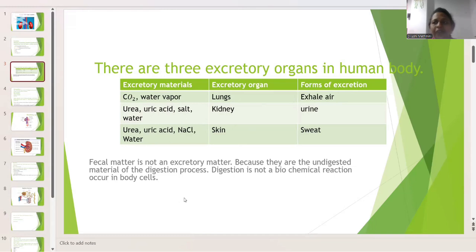We know we remove fecal matter also from our body, but it is not an excretory matter because it is the undigested material of the digestion process. Digestion is not a biochemical reaction occurring in body cells, so fecal matter is not an excretory product.